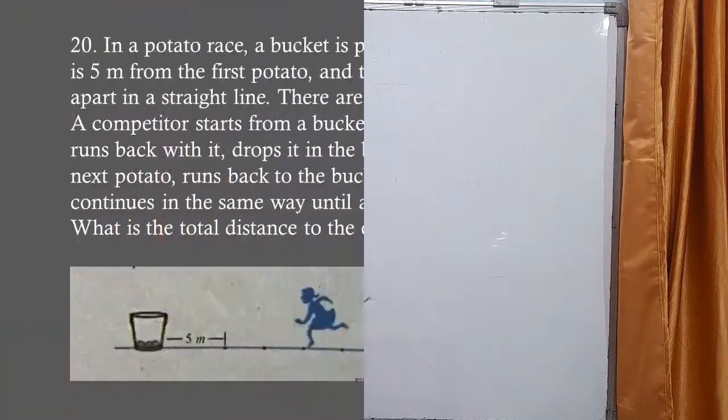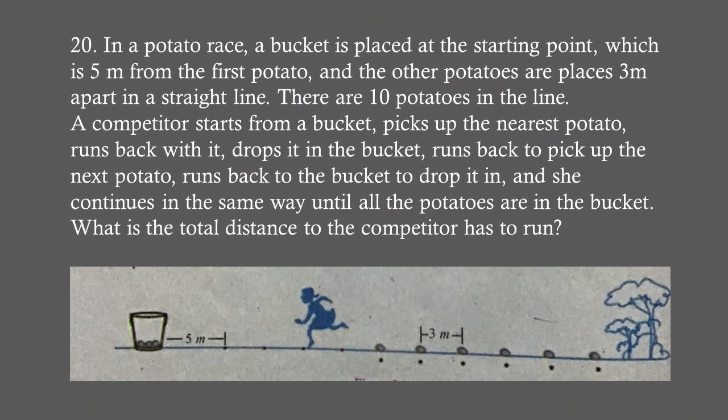Problem number 20. In a potato race, a bucket is placed at the starting point, which is 5 meters from the first potato, and the other potatoes are placed 3 meters apart in a straight line. There are 10 potatoes in a line. A competitor starts from the bucket, picks up the nearest potato, runs back with it, drops it in the bucket, runs back to pick up the next potato, runs to the bucket to drop it in, and she continues in the same way until all the potatoes are in the bucket. What is the total distance the competitor has to run?